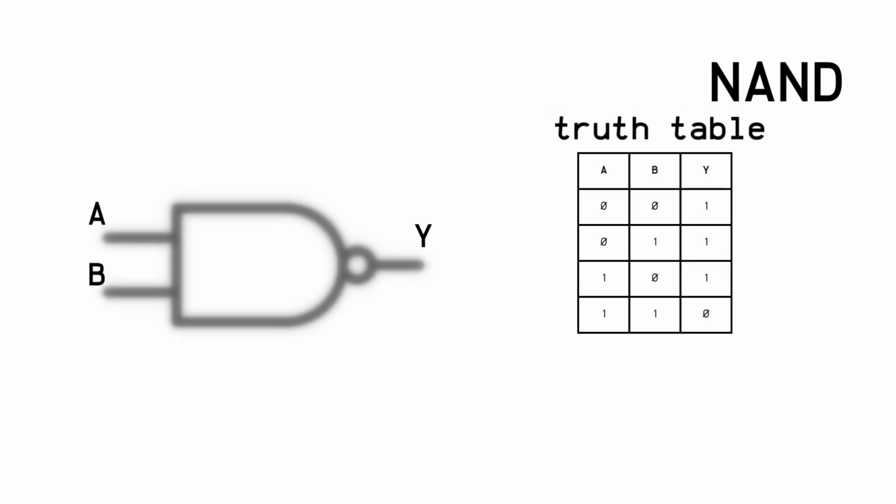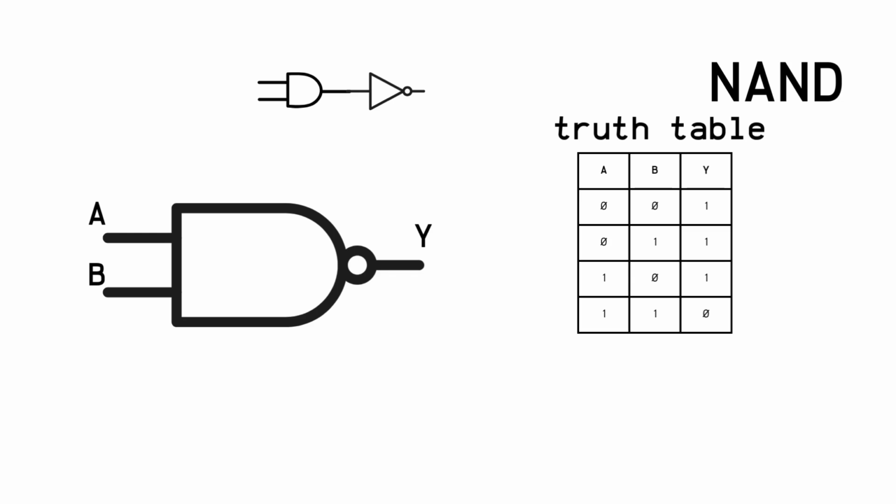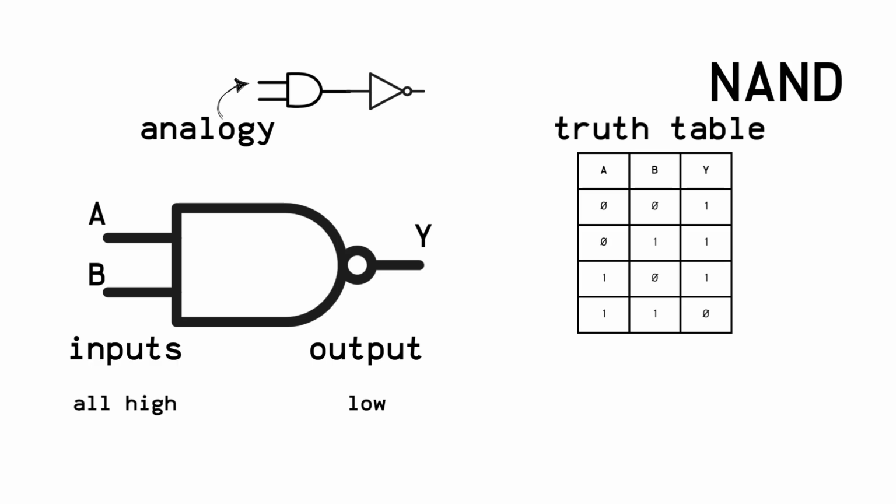NAND gate. This is simply an AND gate connected in series with a NOT gate. Take note that this is only an analogy and not how the circuitry is actually wired inside. What this means is that it does the opposite of an AND gate, since its output is being inverted. So, the output of a NAND gate is a low voltage only if all the input signals are high. Otherwise, the output is a high voltage.